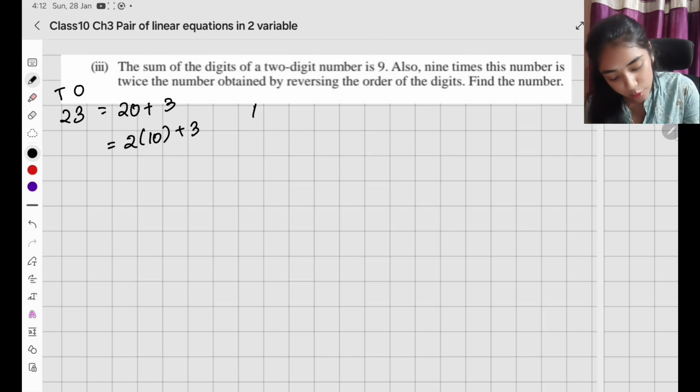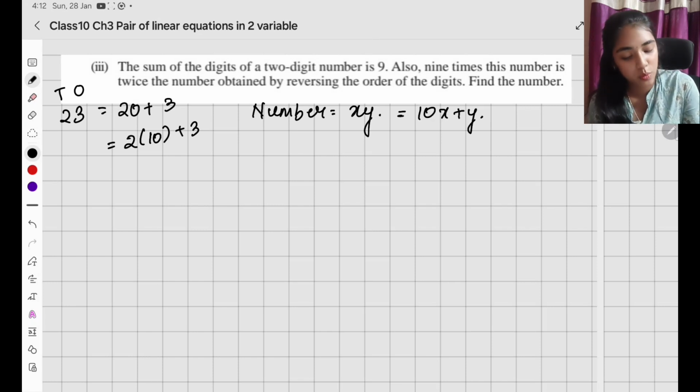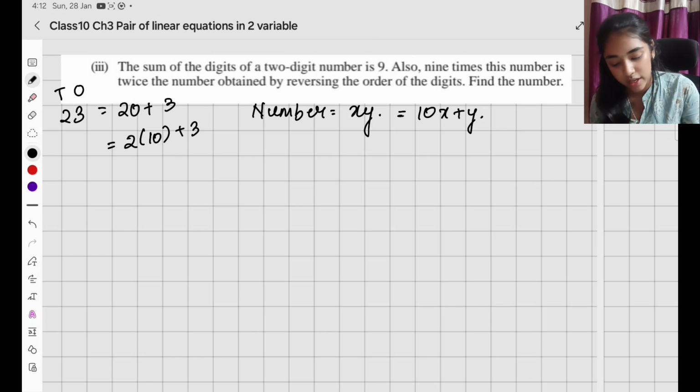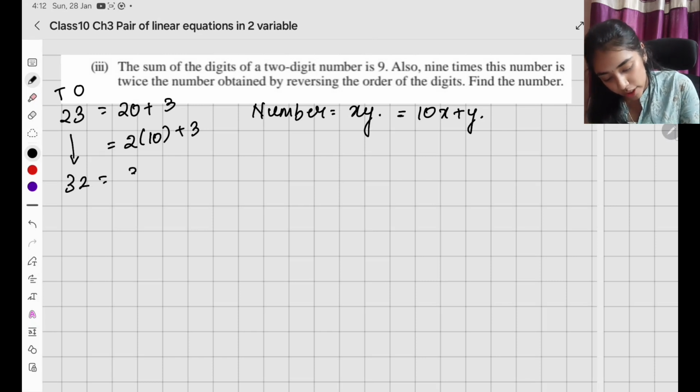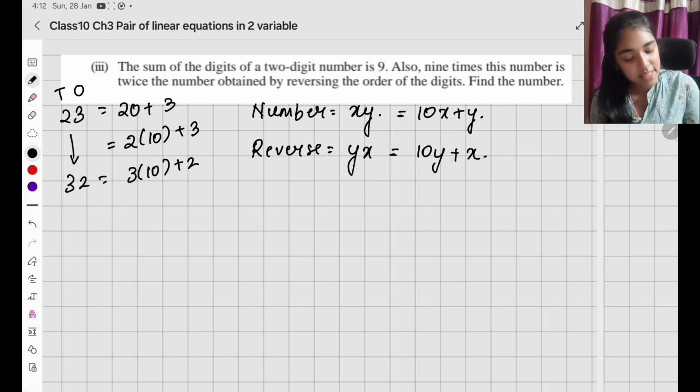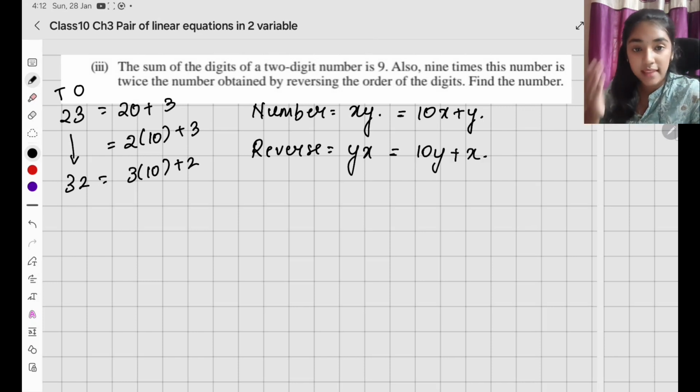Now how is our number going to be? If the number is xy, the expression is going to be 10x plus y. Correct? Ones place and tens place added together give x and y. So your number is going to be 10x plus y. Also, 9 times this number is twice the number obtained by reversing the order. If 23 becomes 32, we are going to have 3 into 10 plus 2. So if you reverse the number, if xy becomes yx, we are going to have 10y plus x. So these are the two numbers, the number and the reversed number.